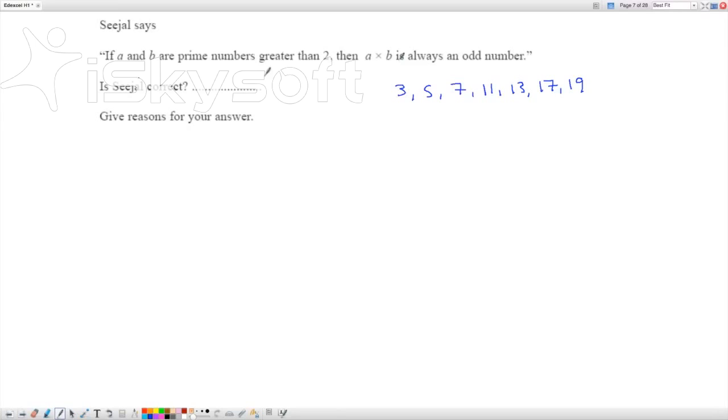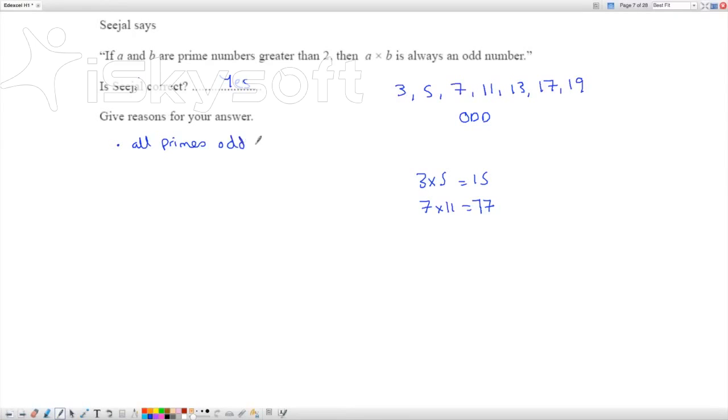So we need to say, if we multiply 2 numbers together, we are always going to get an odd number. You will notice that all of the primes are odd. So it doesn't matter which combination we take, we are always going to have an odd number, because we're not using 2. So is she correct? Yes. Let's have a look. Take any 2 numbers. 3 times 5, 15. 7 times 11, 77.